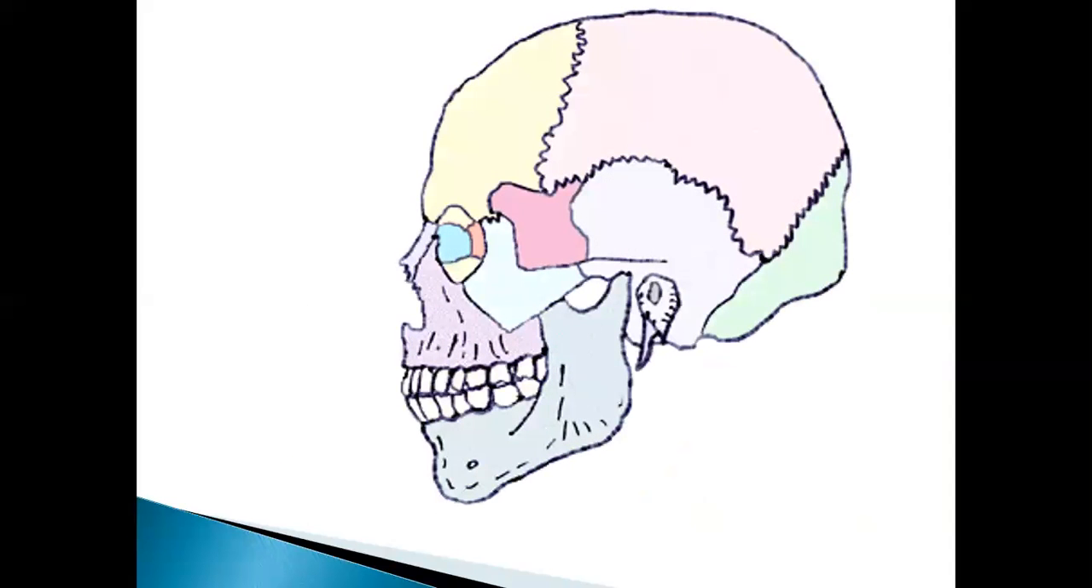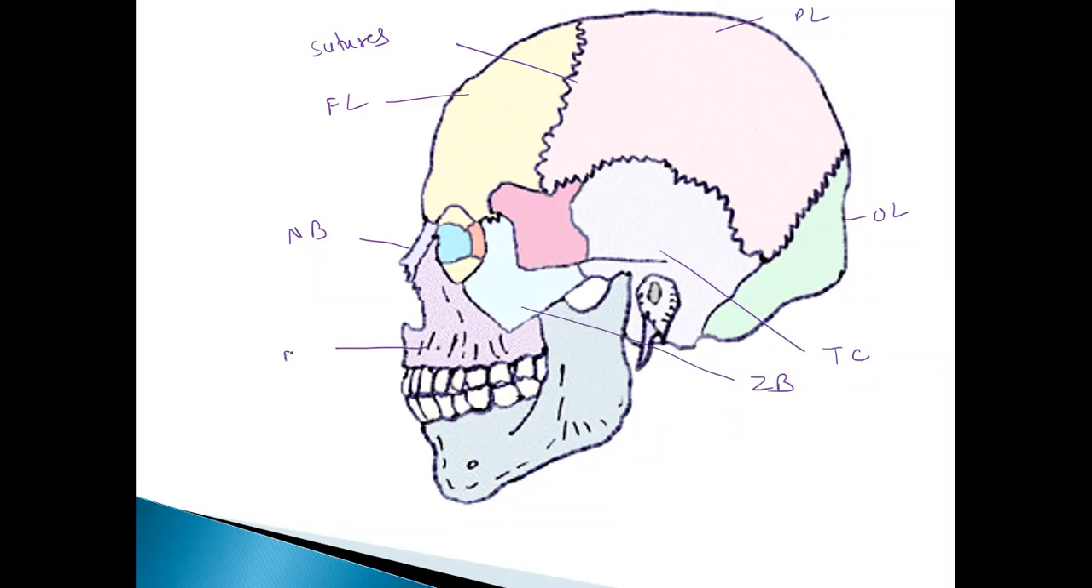After this, when I do the labeling of all these parts, you can easily do the labeling. This is the frontal lobe, parietal lobe, occipital lobe. We have the temporal lobe. These are all sutures. This part is called the nasal bone. Then here we have the zygomatic bone. The upper one is called maxilla, the lower one is called mandible. And here you get sphenoid and ethmoid. So like that you can remember all parts of the skull in an easy way.